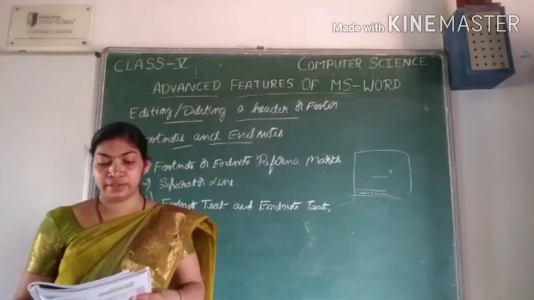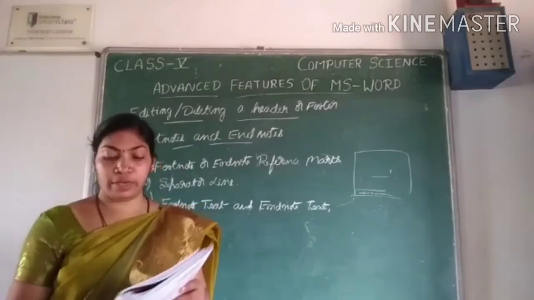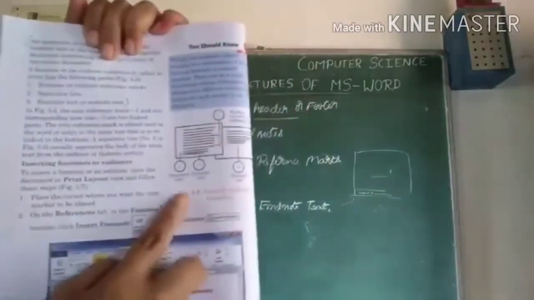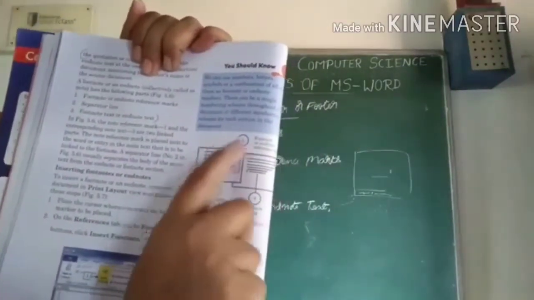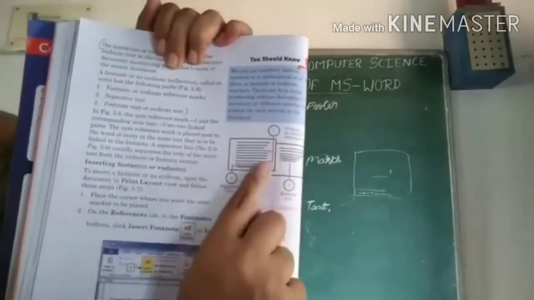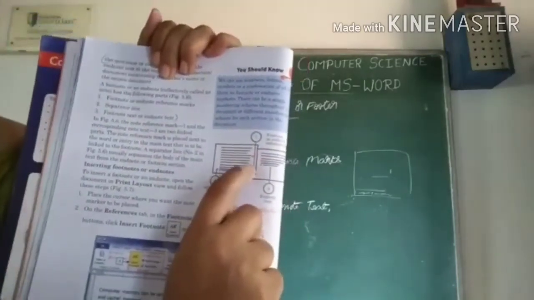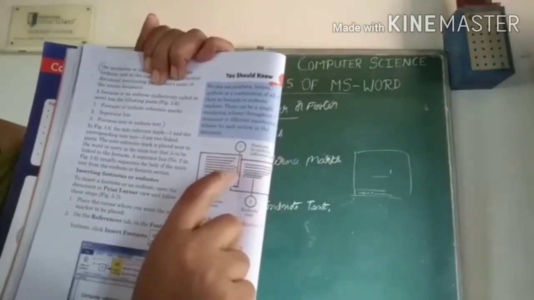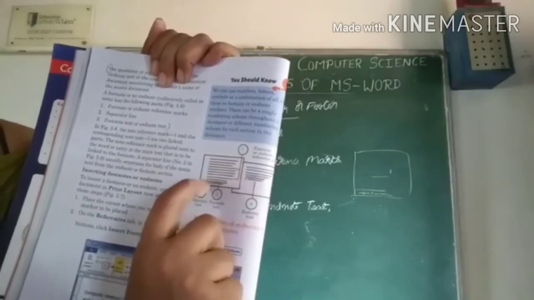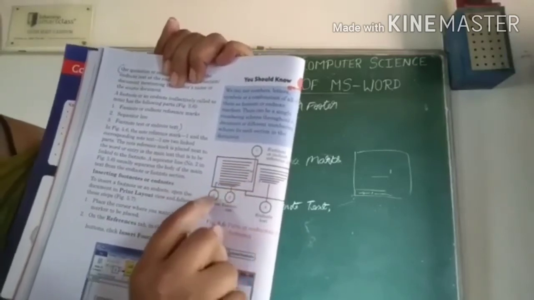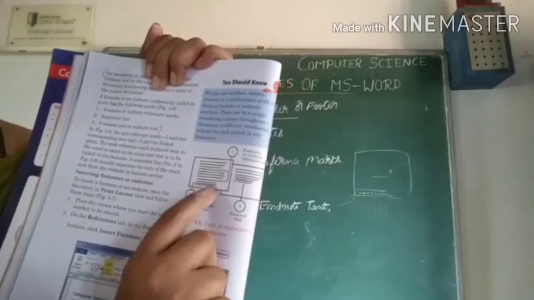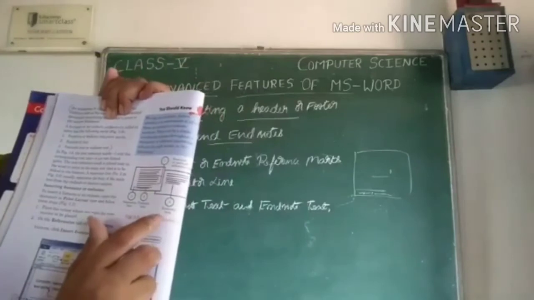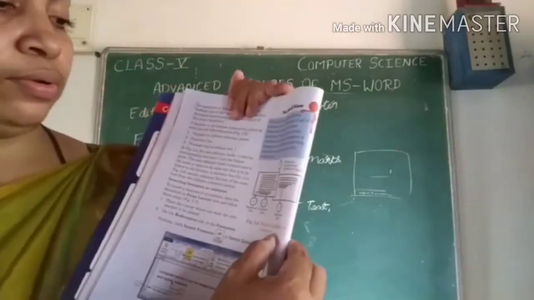Next, in the textbook on page number 62, you can see this is a document, and this is the footnote or endnote marker, which comes in between the document. The blue color line is the separator line, and the third one, whatever text is at the bottom of the page, is the footnote text or the endnote text. So this is an example of endnotes or footnotes.